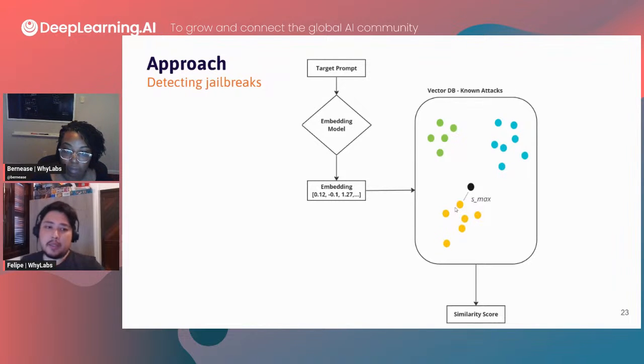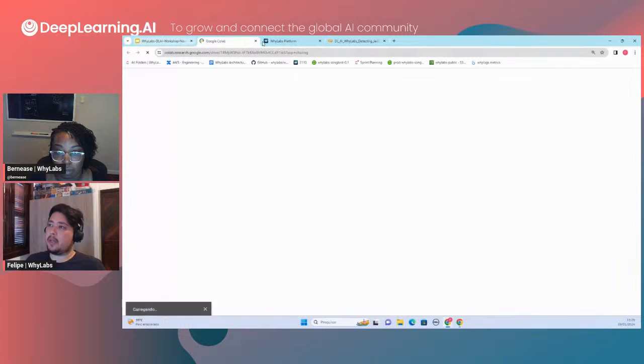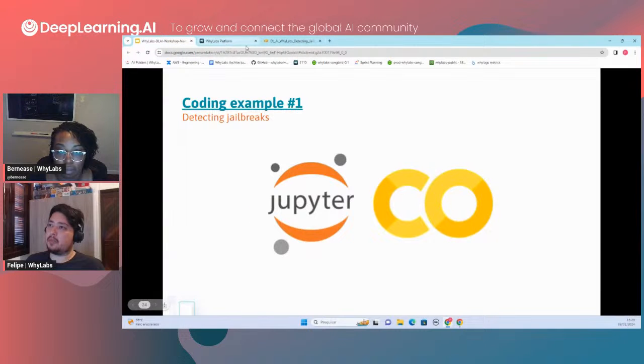So this should be flagged, and this should be further inspected. Okay, so that's the intuition behind the strategy. Let's get to the notebook here. You can just click here. I already clicked on it before.